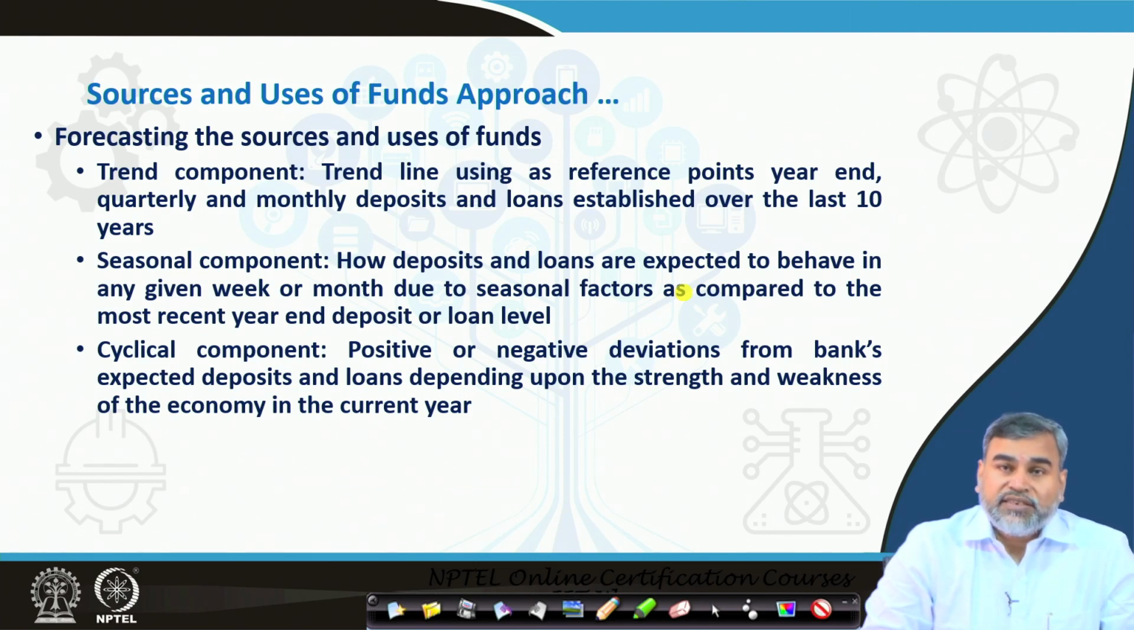But in the general traditional way, if you want to go for forecasting, we can go for a trend analysis, we can extract the seasonal component, and we also have to find out the cyclical component. So, what is the trend component? It is the trend line using a reference point of year-end, quarterly or monthly deposits and loans established over the last 10 years or more. Minimum 10 years of data you can use, and you can fit a trend from that.